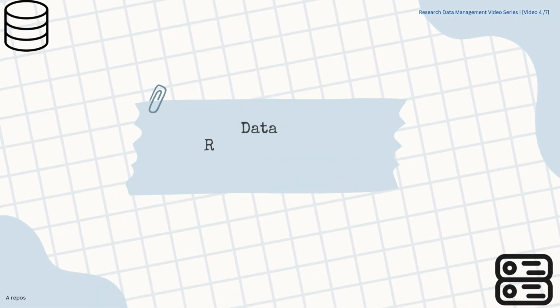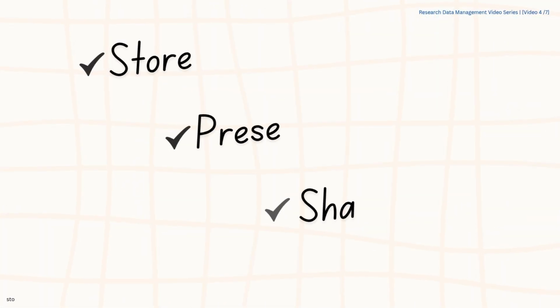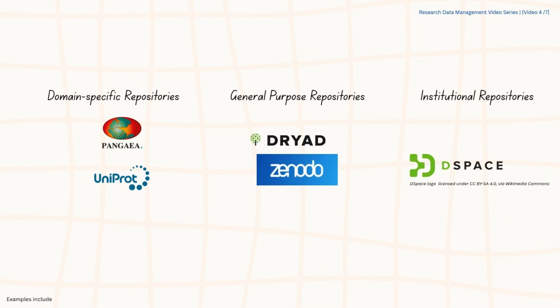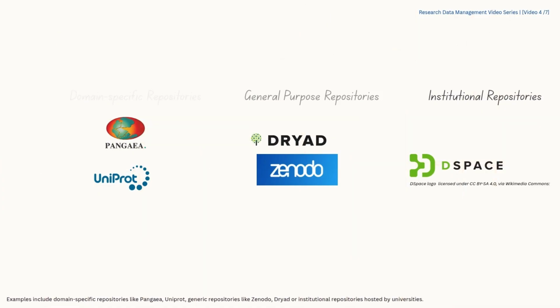A repository is a trusted digital platform where researchers can store, preserve, and share their research data, publications, or other outputs. Examples include domain-specific repositories like Pangaea, Uniprot, generic repositories like Zenodo, Dryad, or institutional repositories hosted by universities.